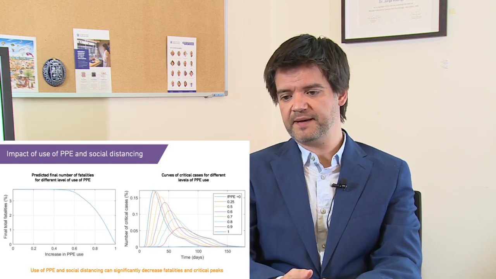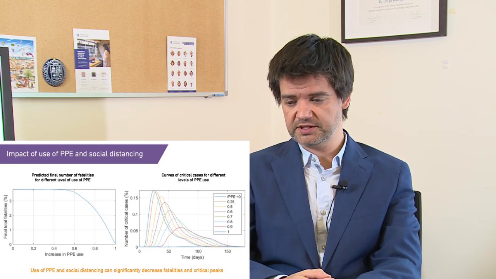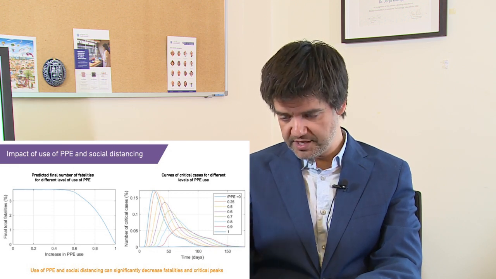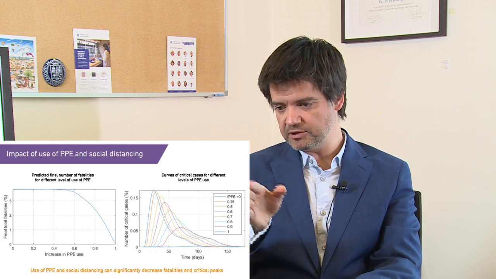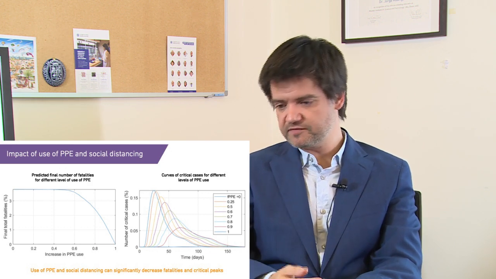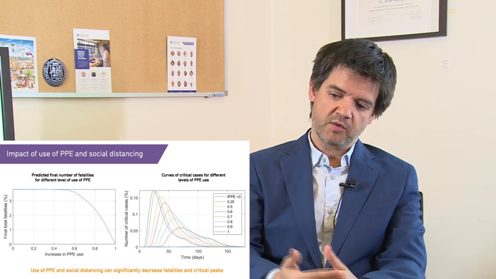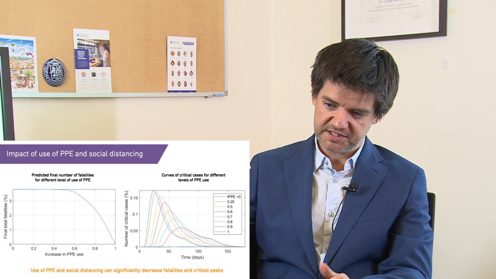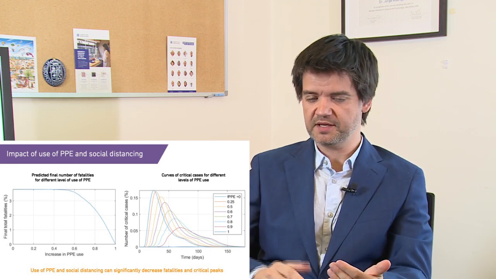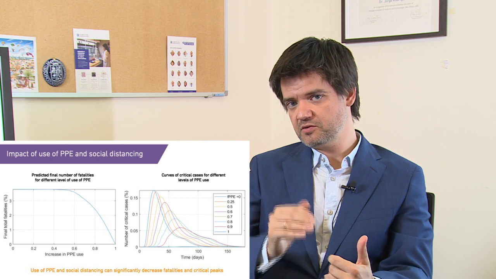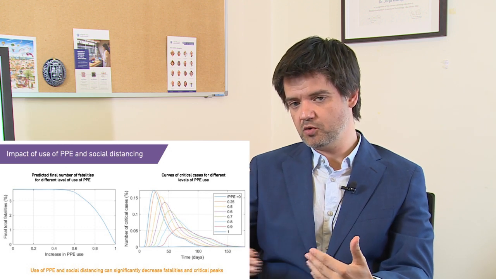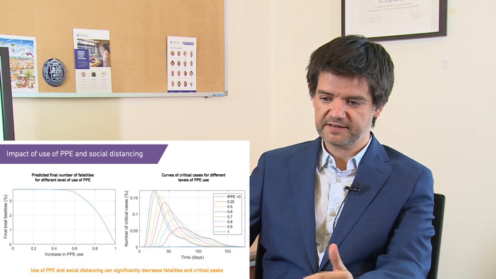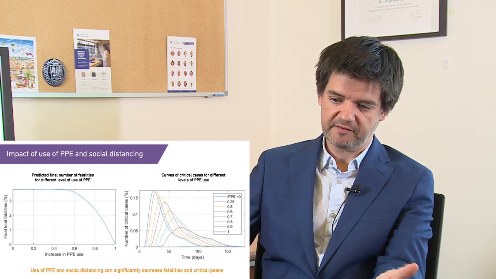But then we can see how the curve shows that there is an actual impact on the number of fatalities. On the right side, each one of the curves is for one level of protection. And again, the reason is the same story as before. We have a lower final number of fatalities because the curve of critical cases is more flat. If we use protective equipment, we slow down the rate of infection. The rate of infection happens over a longer period of time. We don't exceed the capacity of the health system, and the fatalities can actually be avoided.